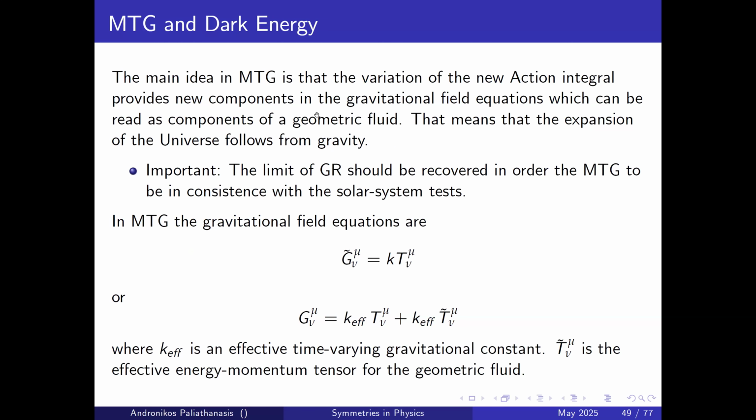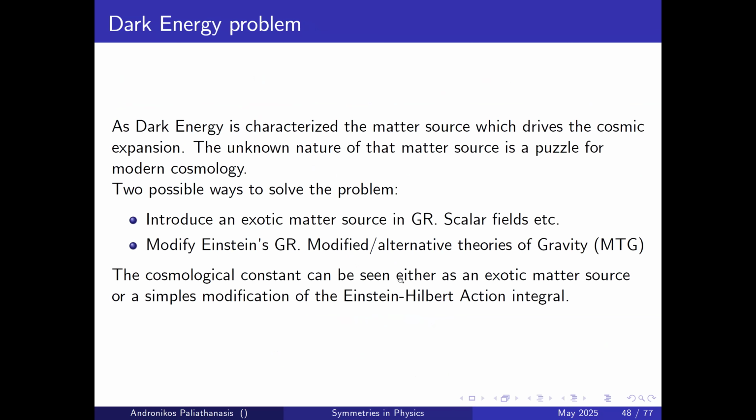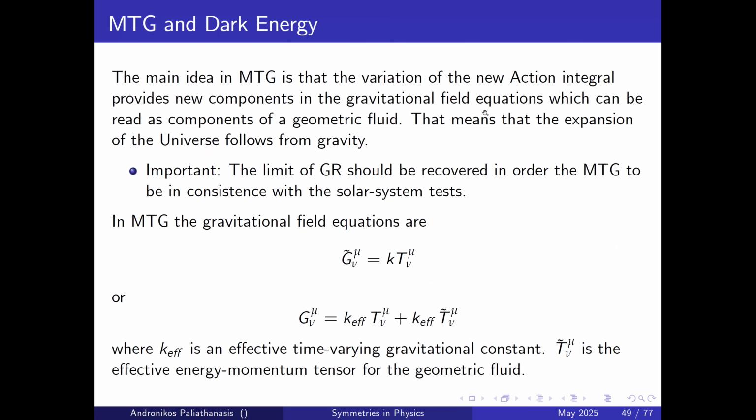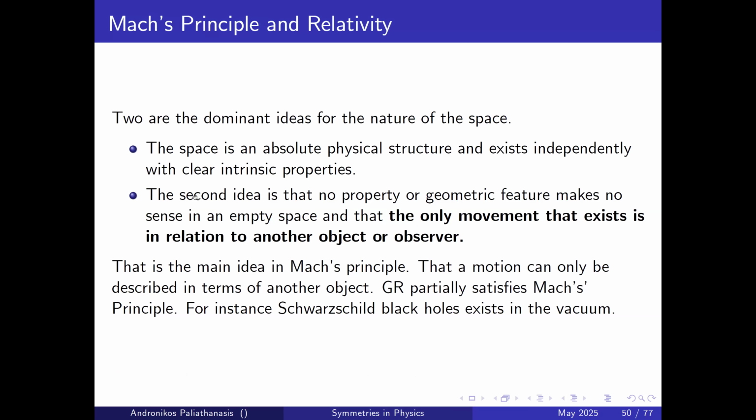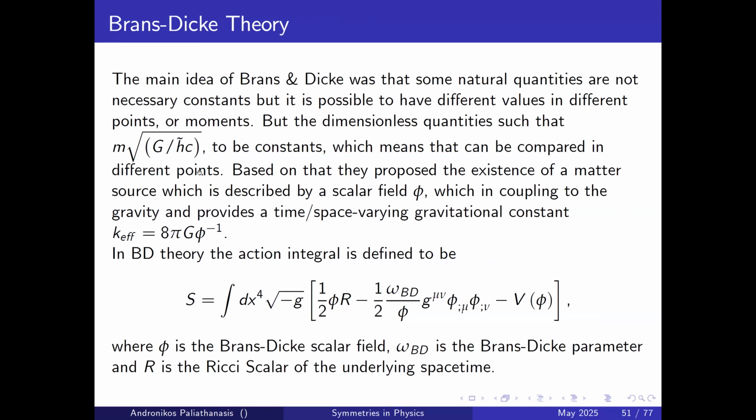The main idea of the modified theories of gravity (MTG) is the variation of the new action integral. So we modify Einstein's theory of gravity such that we introduce new geometric dynamical degrees of freedom in the theory of gravity. I don't want to focus on that, and I will present a model to which we will apply the symmetry analysis. This is called the Brans-Dicke theory. The Brans-Dicke theory is a theory of a scalar field, which is nonminimally coupled to gravity.